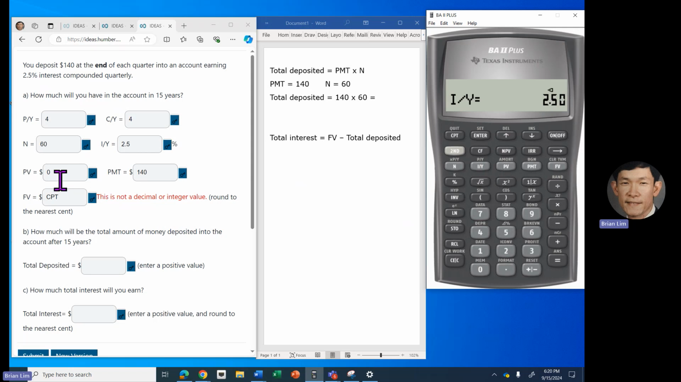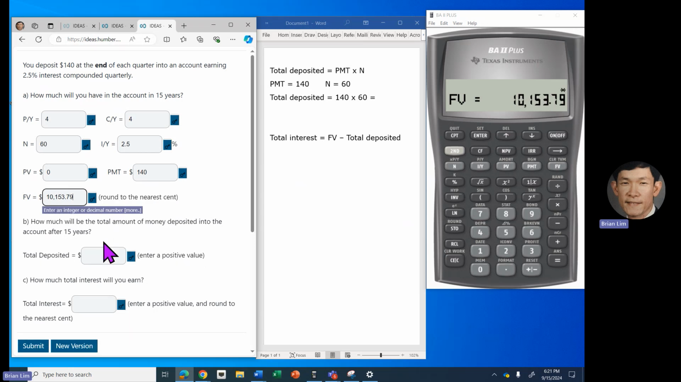The present value is 0 because we are starting with nothing and making these contributions. The payment in this case is 140. So 140. We can put it negative if we wish. It doesn't really matter, but let's put it in as negative because we are paying, so the money is leaving our possession. And now we can compute the future value, and that is the future value after 15 years, $10,153.79.